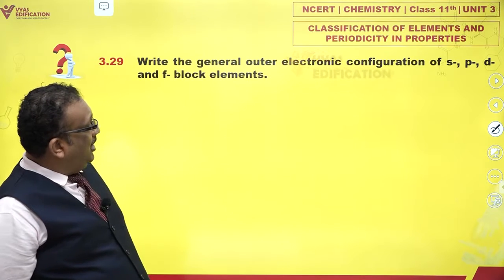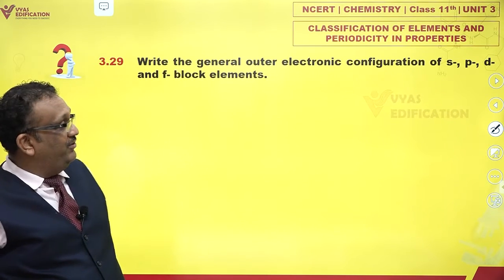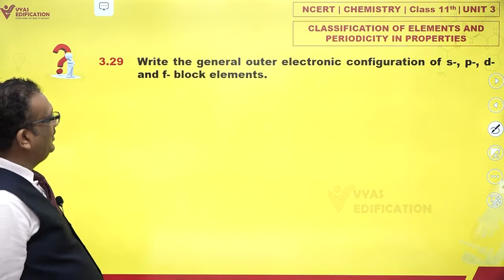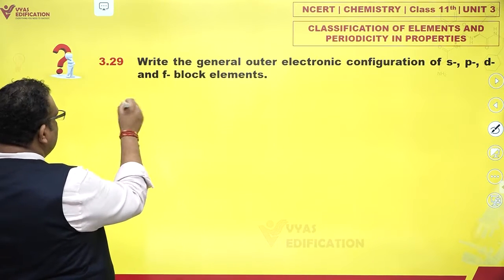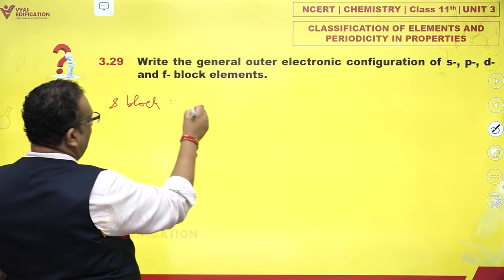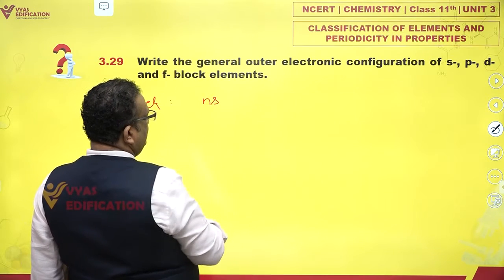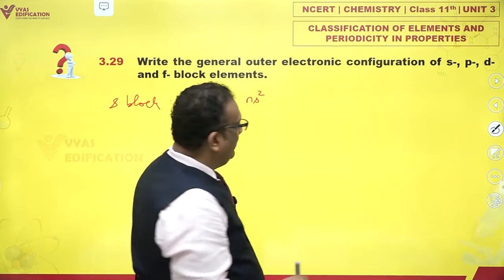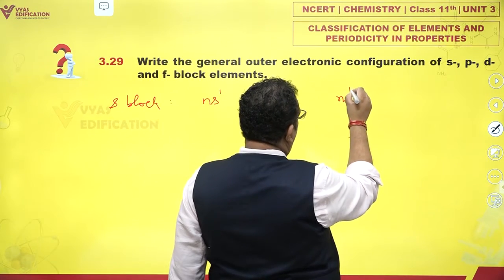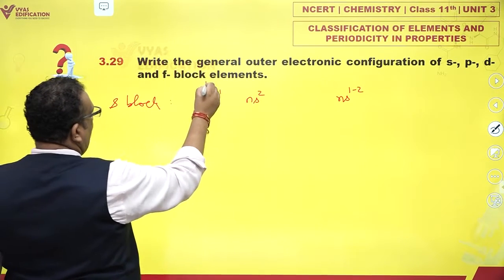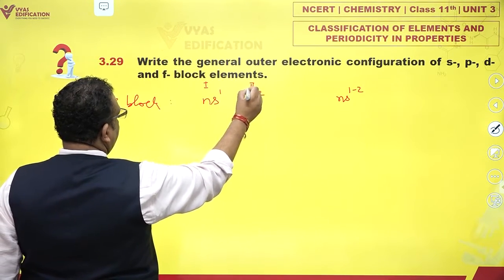Write the general outer electronic configuration of S, P, D and F block elements. That's not very difficult. Amongst S block elements, you have ns1 and ns2, so sometimes people write it ns1 to 2. That is the general configuration. This is group 1 and this is group 2.